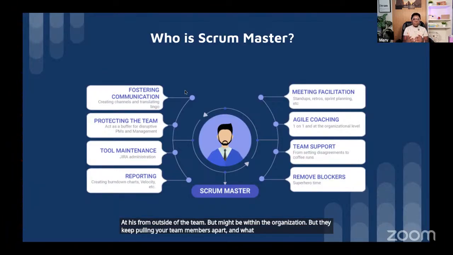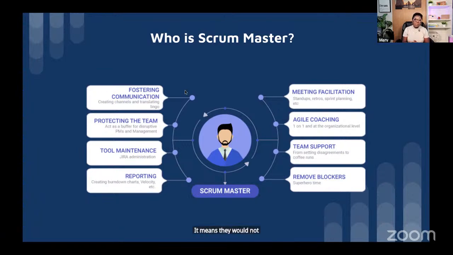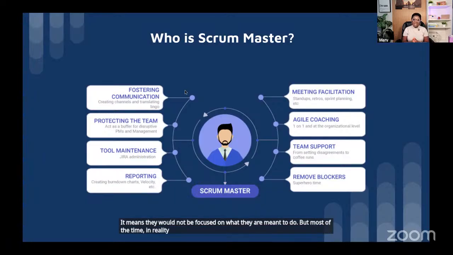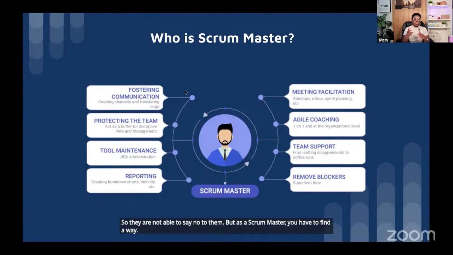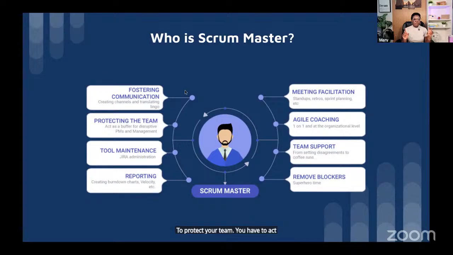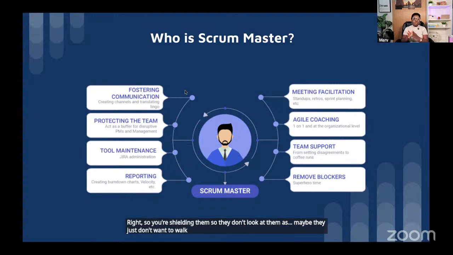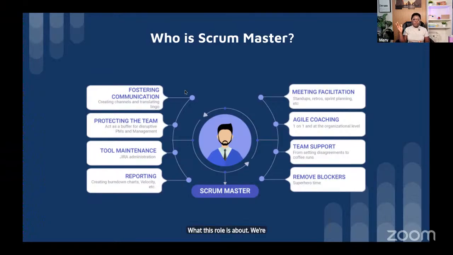And what happens if they keep doing that? It means they would not be focused on what they are meant to do. But most of the time, in reality, they can't say no because most of these people are bosses. So they are not able to say no to them. But as a Scrum Master, you have to find a way to protect your team. You have to act as that buffer, let me find another name for it, like an intermediary, right? So you're shielding them so they aren't looked at as people who just don't want to work. You shield them, you protect them, but you still try to find a solution to whatever the stakeholders need. So that's part of your role as a Scrum Master. I'm just trying to give you an imagination of what this role is about. We're going to go to the product owner role too.